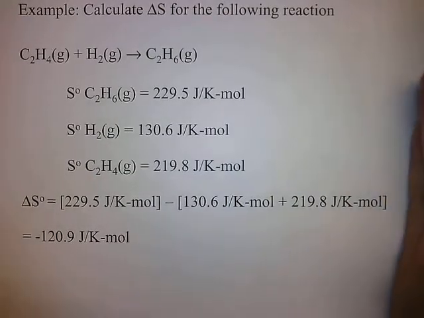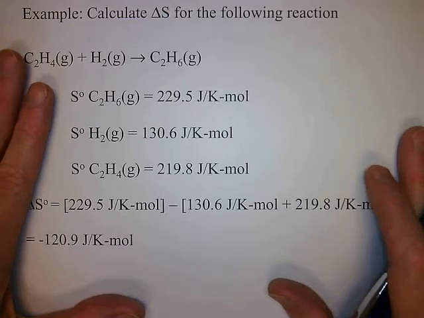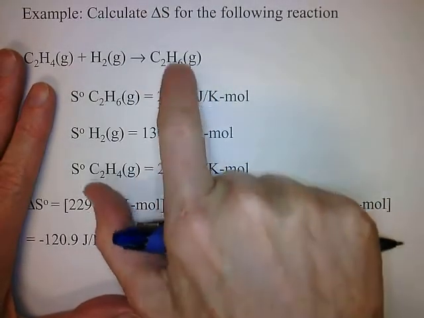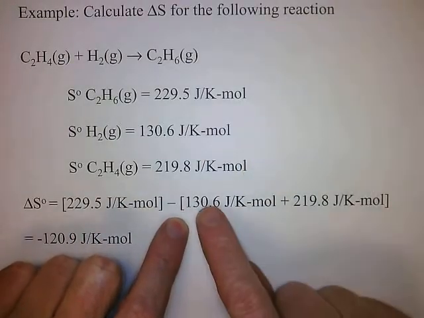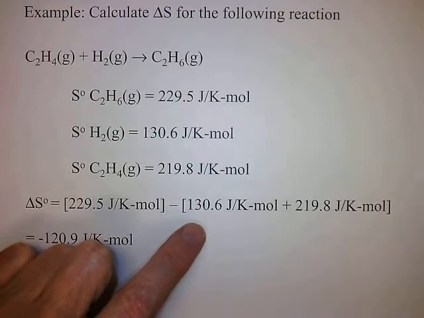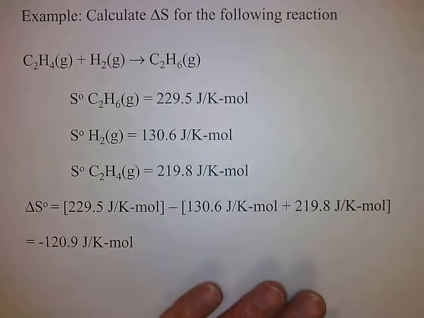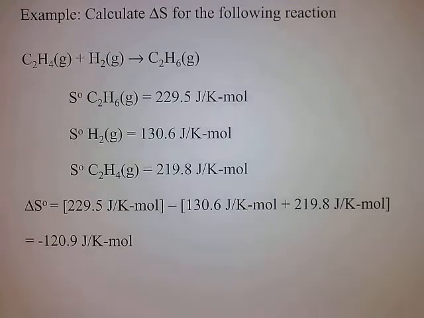Right? So to measure a change, it's going to be products minus reactants. So C2H6 was 229.5 minus the sum of these two, the sum of 130.6 and 219.8. And what do you get? Minus 120.9 joules per Kelvin mole, which is negative, which is what we predicted at the start by looking at the reaction, correct? This is going to lower entropy. In other words, it's becoming less disordered, it's becoming more ordered, actually, by the reaction happening.